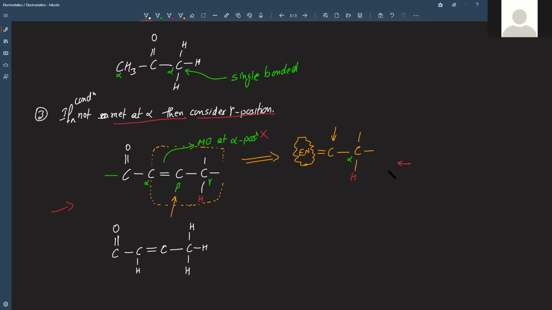Other hydrogen we don't care. There has to be alpha hydrogen, there has to be gamma hydrogen. Alpha hydrogen must be there. So alpha hydrogen is there. So this position is alpha, this is beta, this is gamma. Now how does this electron transfer or movement happen?